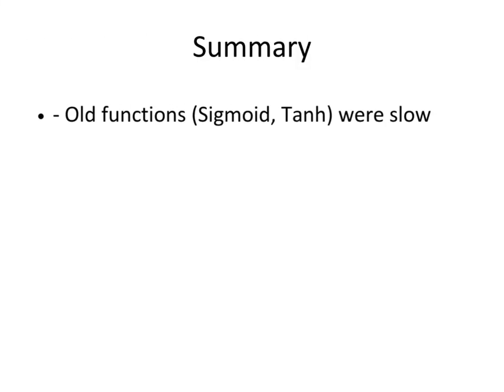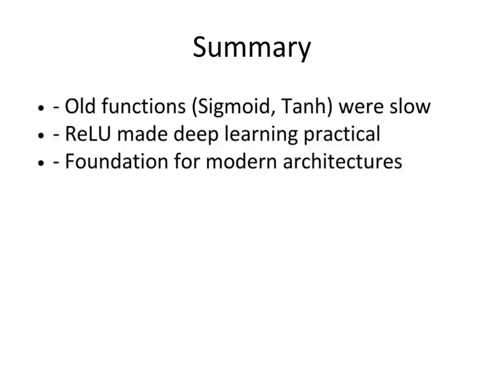Summary. To summarize, activation functions allow networks to learn complex patterns. Older functions like sigmoid and tanh were useful but limited by vanishing gradients. ReLU, with its simple yet powerful formula, solved many of these problems, making deep learning practical and efficient. Although it has some limitations, improved versions like Leaky ReLU have extended its usefulness. Today, ReLU is considered one of the most important breakthroughs in the history of deep learning.